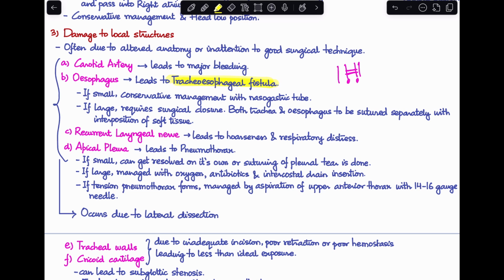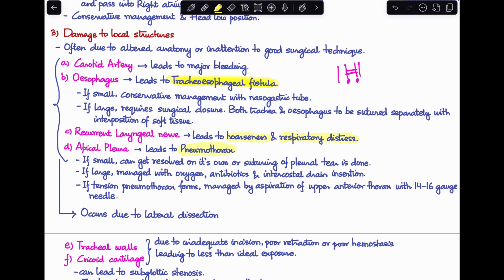Third, we can end up damaging the recurrent laryngeal nerve, and if this nerve gets damaged, it can lead to hoarseness of the voice and respiratory distress, depending on whether both the nerves are damaged or not. Fourth, we can also end up damaging the apical pleura. If that happens, it can lead to the development of pneumothorax.